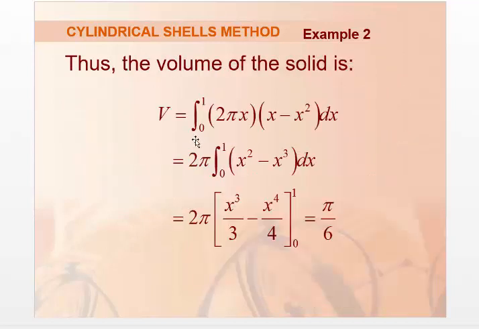So setting up the volume, you're going to integrate from 0 to 1, 2 pi x times the height, which is given by x minus x squared. Well, distributing the x, factoring out the constant, you get 2 pi times the integral from 0 to 1 of this. Well, x squared integrates to this, x cubed integrates to this, and evaluating the integral, you just get pi over 6. So as you can see, just like the previous sections, the actual integral isn't hard. It's setting it up.